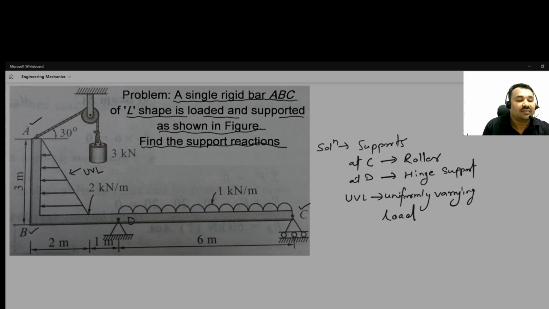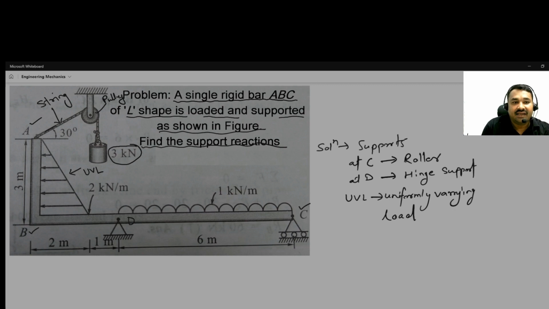Okay, and here this structure, the bar, is supported by this string. This is what? String. Okay, and this is what? This is a pulley, and there is a weight of 3 kilonewton.